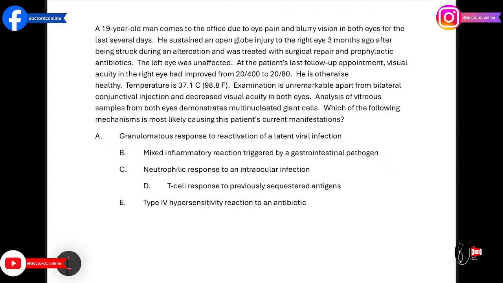About the USMLE practice poll questions regarding immunology. First question: a 19-year-old man comes to the office due to eye pain and blurry vision in both eyes for the last several days.